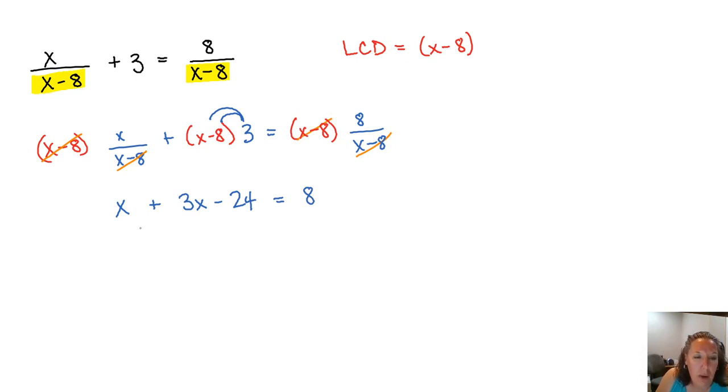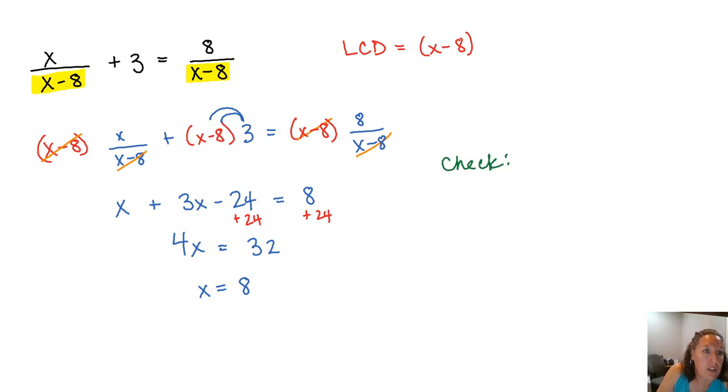Okay, combining like terms, x plus 3x is going to be 4x. And then we're going to add 24 to both sides. And 8 plus 24 is 32. If we divide by 4, we will get x is equal to 8 as a potential solution. Remember, always want to check. Plug it back in. We're going to plug in the solution we got, which was 8.